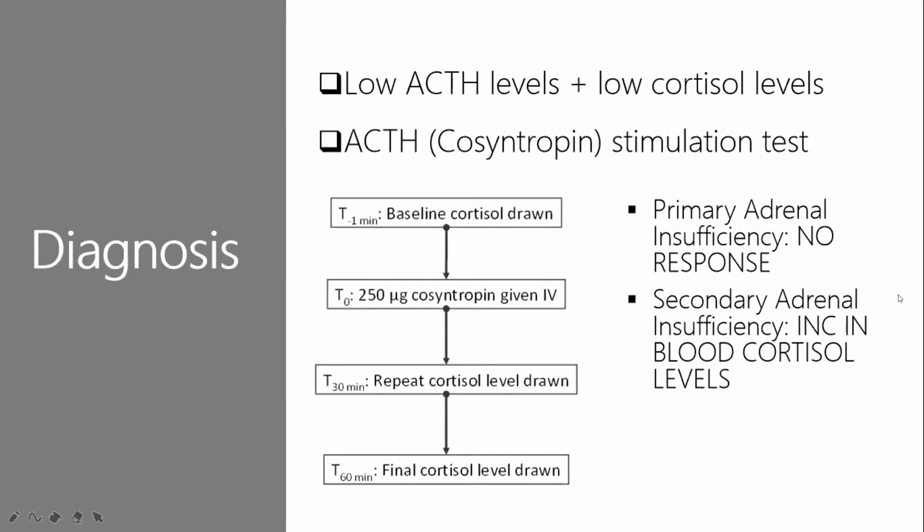Now, if we are dealing with a secondary adrenal insufficiency, then of course, since the defect is a decrease in ACTH, giving ACTH would result in an increase in production of cortisol.